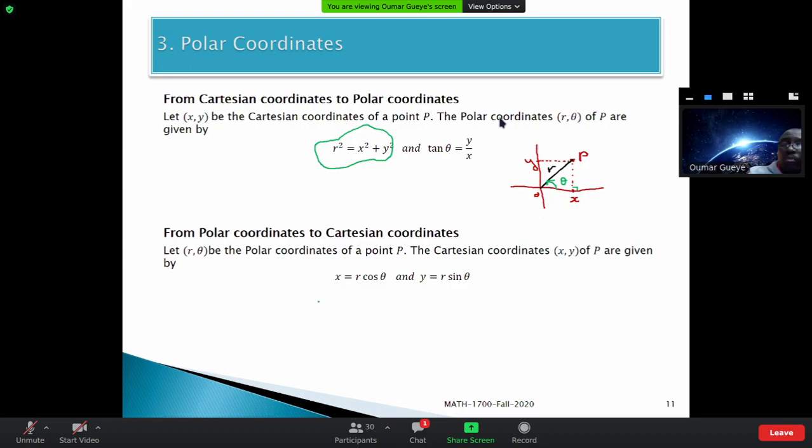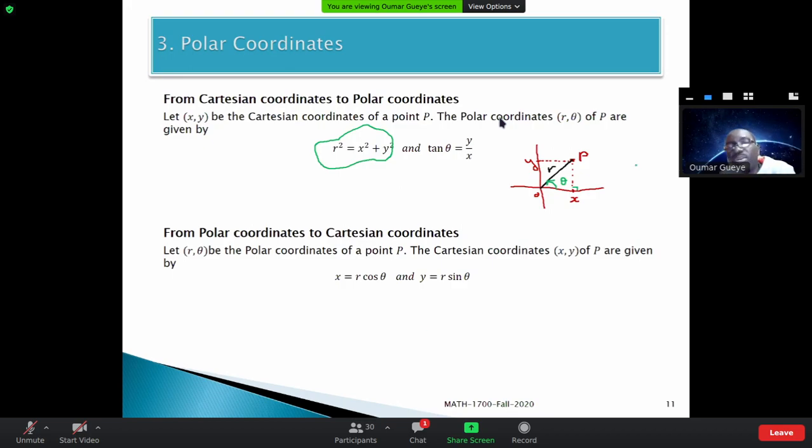Okay? The second formula is only used when you want to go from the polar system to the Cartesian system. It means, in this case, r and theta are known, and we want to get x and y.